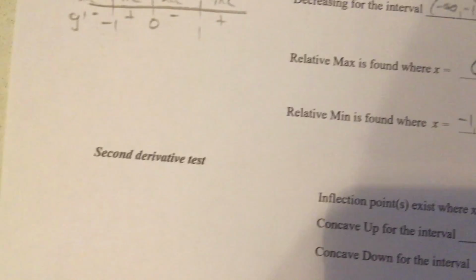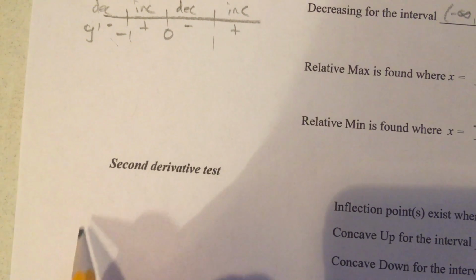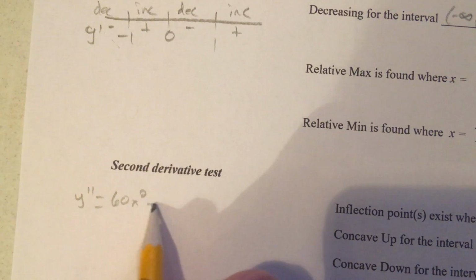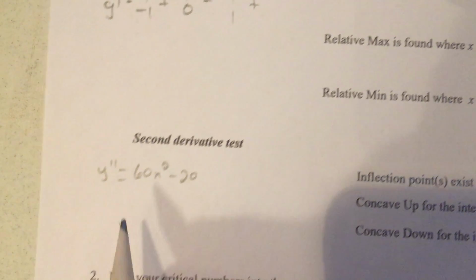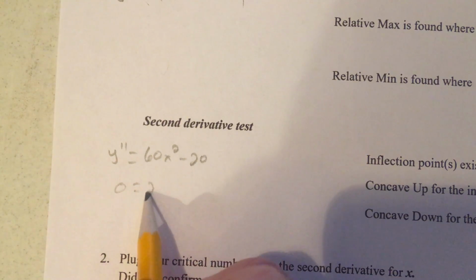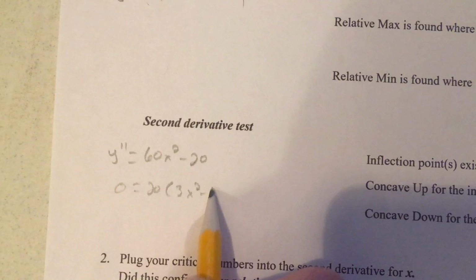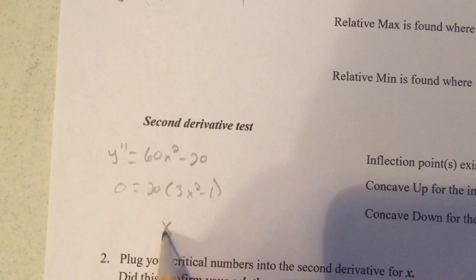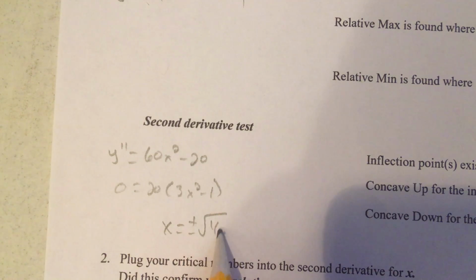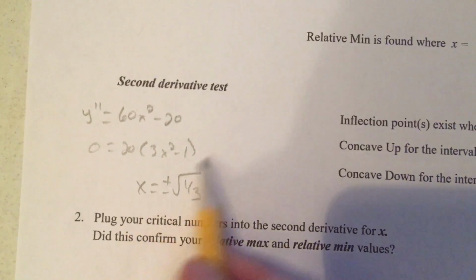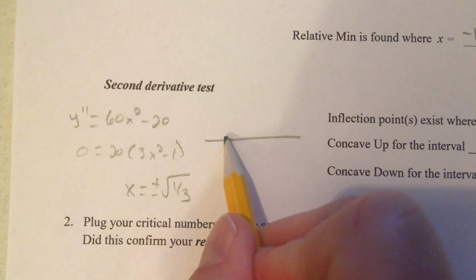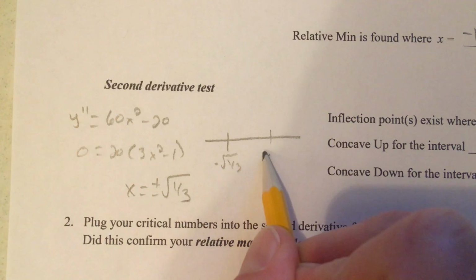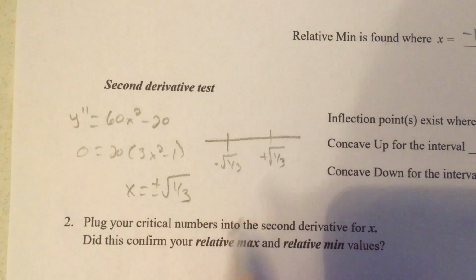All right. As far as my second derivative test goes, now I'm going to take the second derivative, which is 60x squared minus 20. Set that equal to 0. So I'll pull a 20 out of there, which is 3x squared minus 1. And if I set this equal to 0, add 1, divide by 3, I get x equal to the positive or negative square root of 1/3. All right, which is kind of an odd number. And now I do my test on that: negative square root of 1/3, positive square root of 1/3.